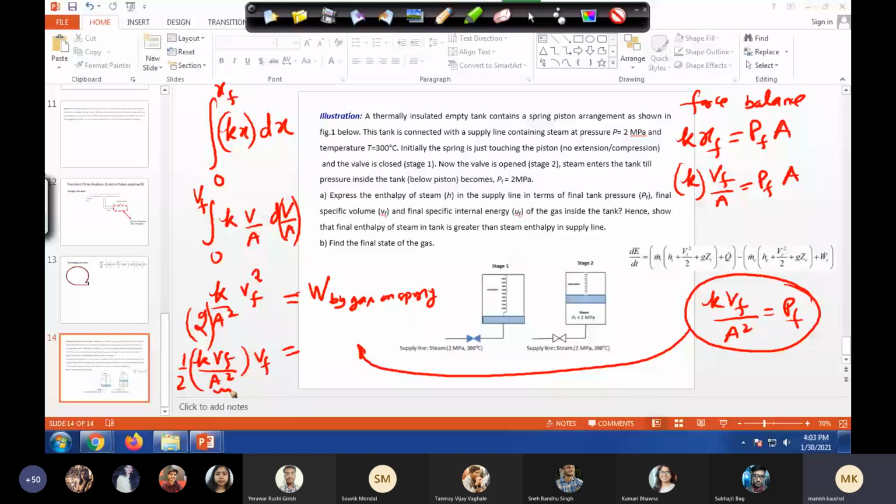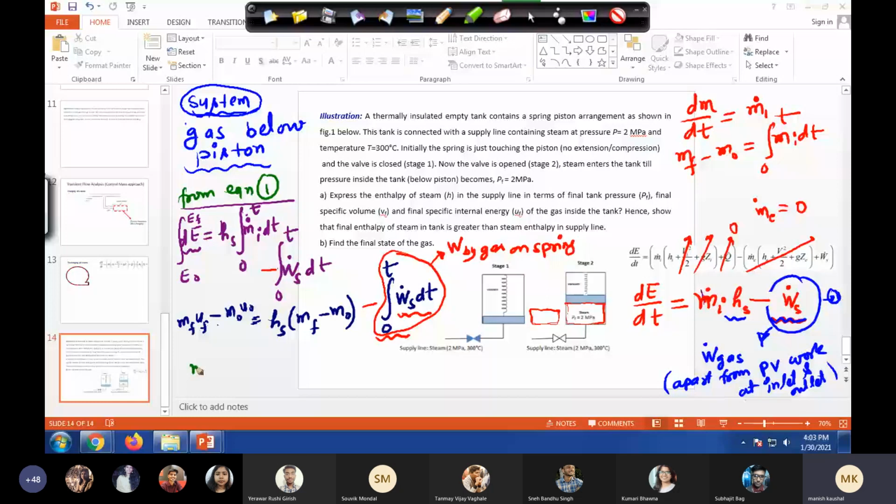So I purposefully expressed work done by gas in terms of final pressure and final specific volume. So we know the work done by gas on spring. Then life is easy. Okay. So now we know this term. So just go back and this term. So ultimately our final thing will be, let me write it for you. Our final thing will be MF UF minus M naught U naught is equal to HS MF minus M naught minus PF VF by 2, because my gas is doing a positive work, so there should not be any confusion.